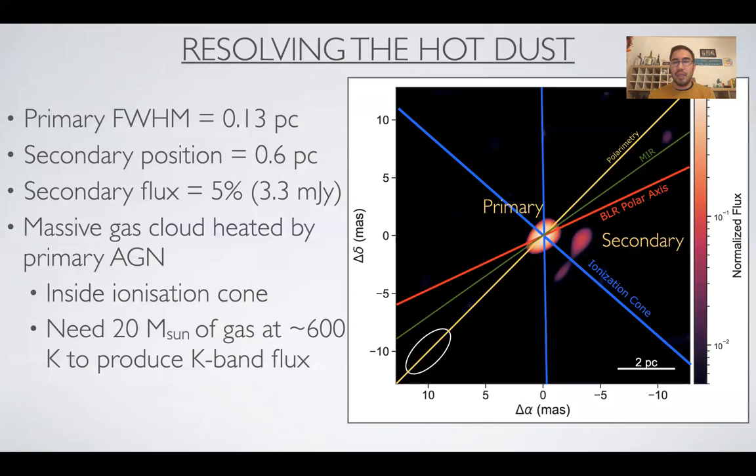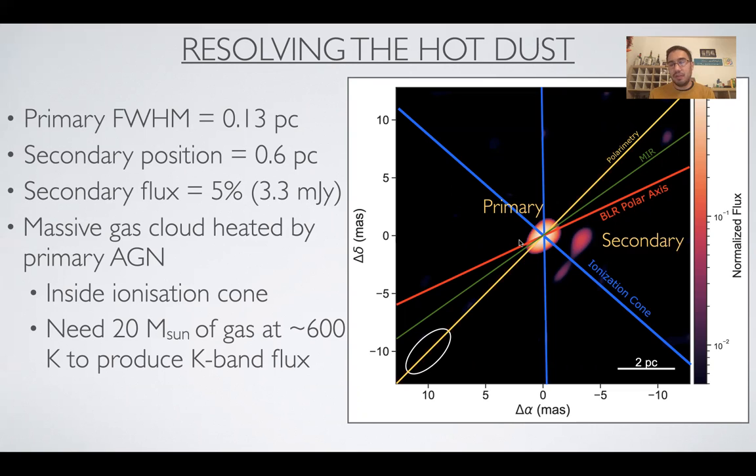Now, secondly, we are able to produce an image of the hot dust continuum around the AGN. And what we find are 2 different sources in the image. One, our primary source, which has a full width half max size of about 0.13 parsecs. And interestingly, a secondary offset source about 0.6 parsecs away that has around 5% of the total flux.